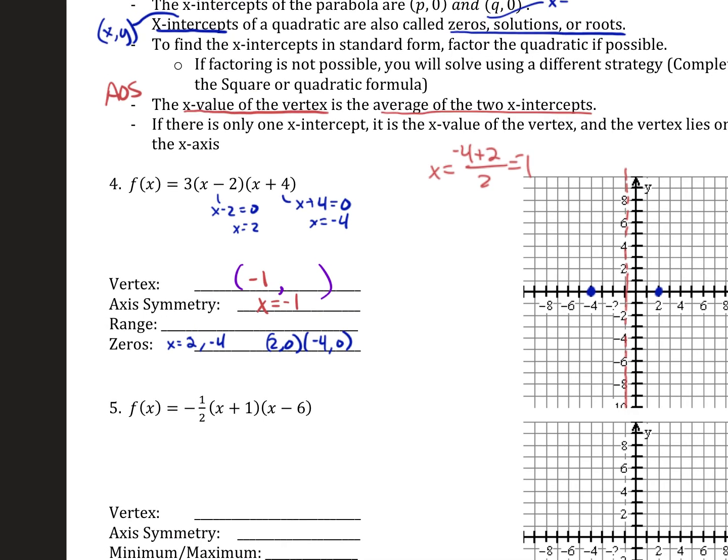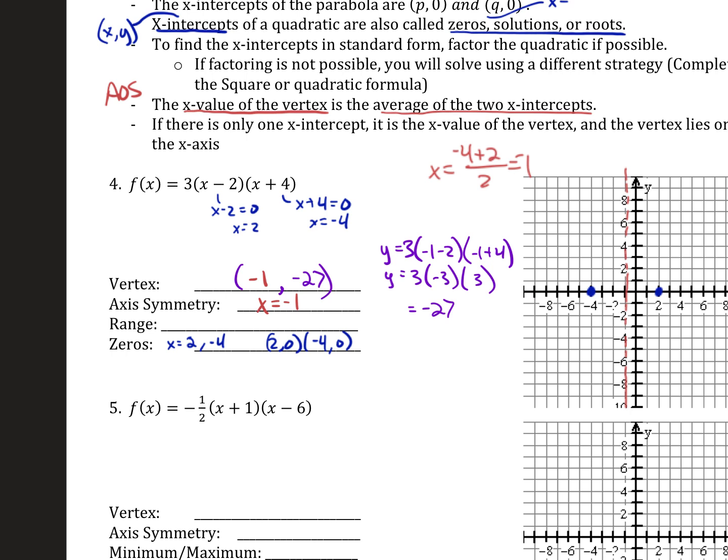This is what you do anytime you have half a point. So I'm going to plug it in. So y equals 3 times negative 1 minus 2 times negative 1 plus 4. And I'll do the math. So y equals 3 times negative 3 times positive 3, which is negative 27.